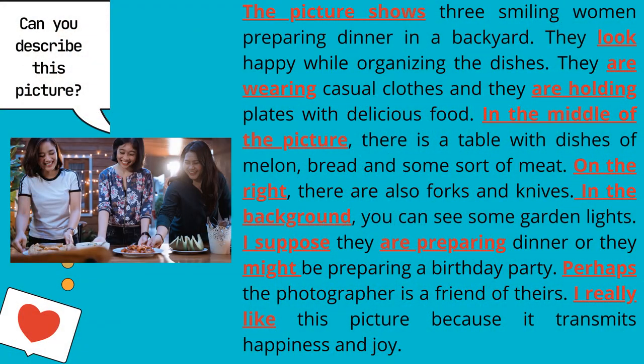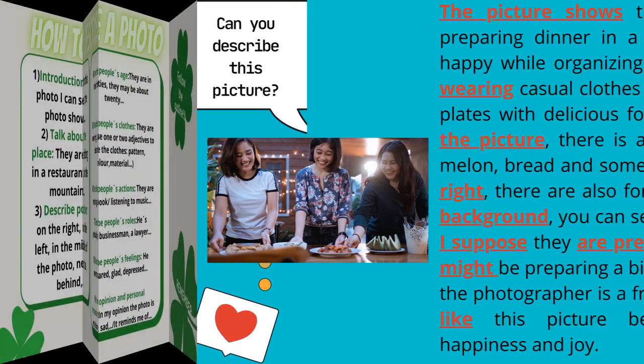The picture shows three smiling women preparing dinner in a backyard. They look happy while organizing the dishes. They are wearing casual clothes and the three of them are holding plates with delicious food. In the middle of the picture, there is a table with dishes of melon, bread, and some sort of meat. On the right, there are also forks and knives. In the background, you can see some garden lights. I suppose they are preparing dinner or they might be preparing a birthday party. Perhaps the photographer is a friend of theirs. I really like this picture because it transmits happiness and joy.